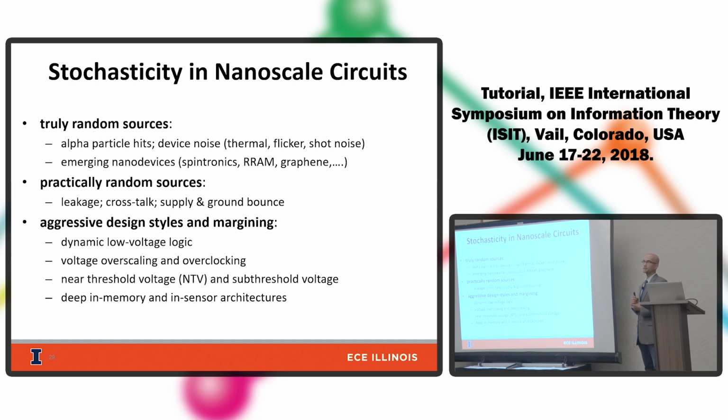So in circuits, there are roughly three categories of error sources. The first one is what we call truly random sources, examples being particle hits and device noise. Some of the emerging devices are intrinsically stochastic in nature, like RAM, as I mentioned, and spintronics. Then there are practically random sources, which means they're not truly random, but because of the complexity of the design, you really can't model those effects very well. So you sort of back off and say, well, I'm going to model it statistically, all right? So I use the term practically random sources.